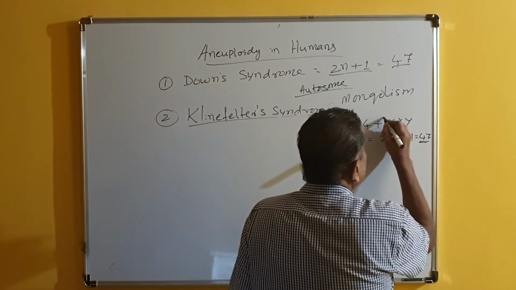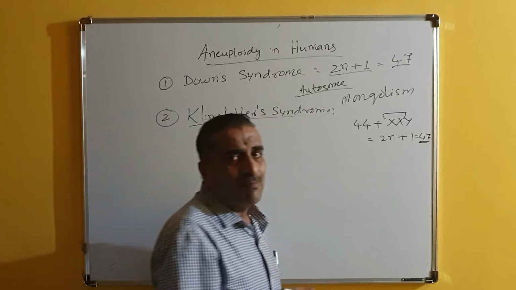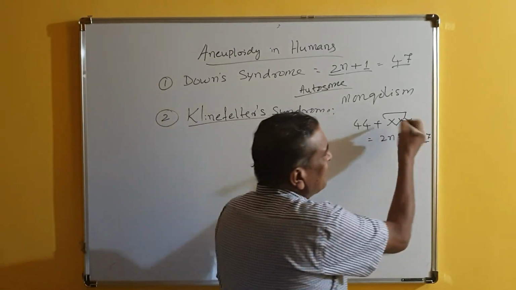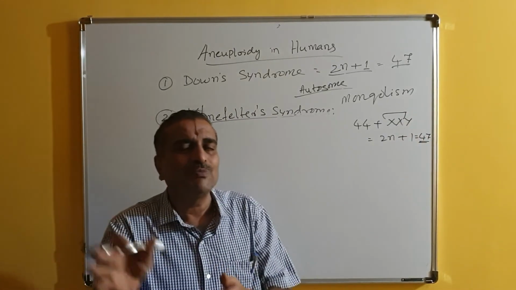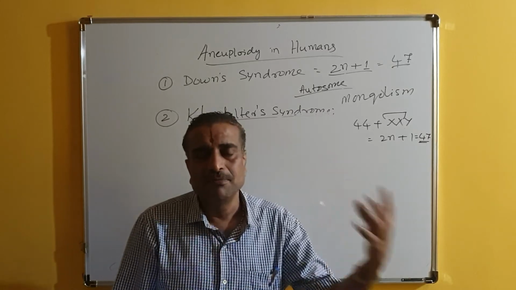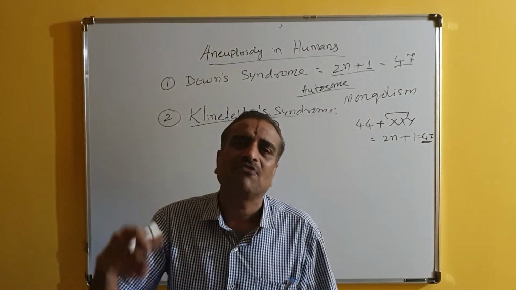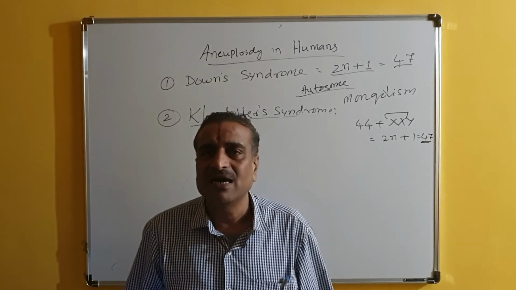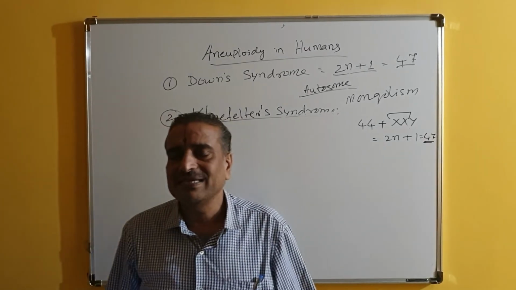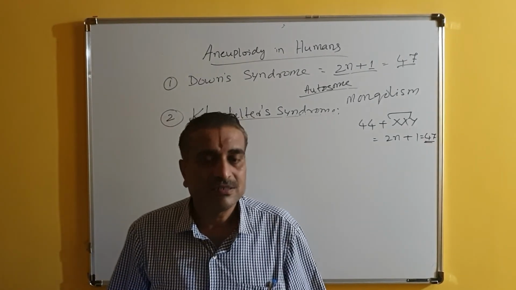These two X chromosomes always make the body female, but when Y is present, Y makes the body male. So neither male is complete nor female is complete. It is in between male and female. That particular condition is called Klinefelter's syndrome.